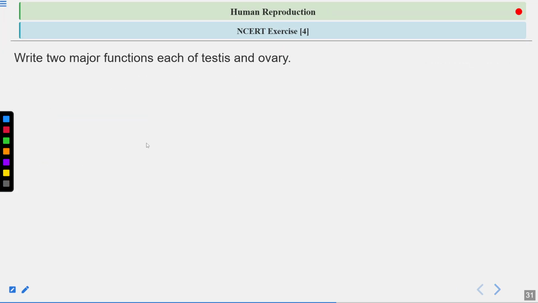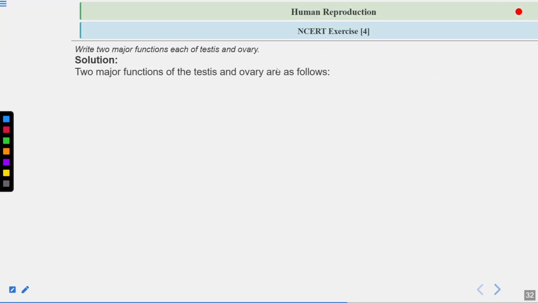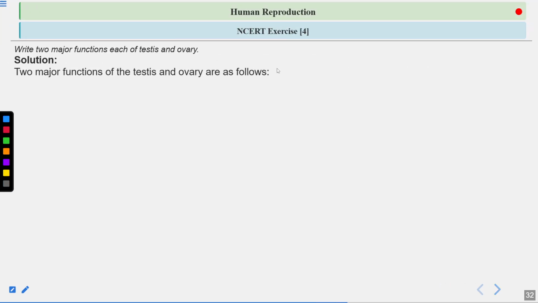Now, next question: write 2 major functions each of the testes and the ovaries. They are asking you about the function of testes and ovaries. So what will be the answer here? Let's have a look at the answer. The 2 major functions of testes and ovaries are as follows.